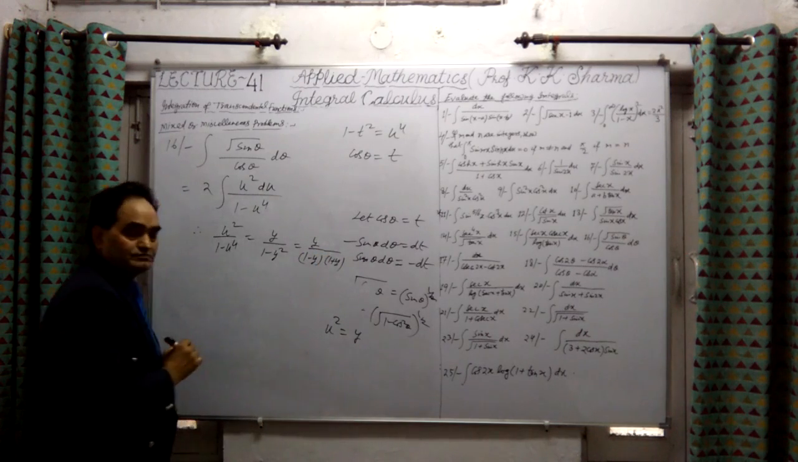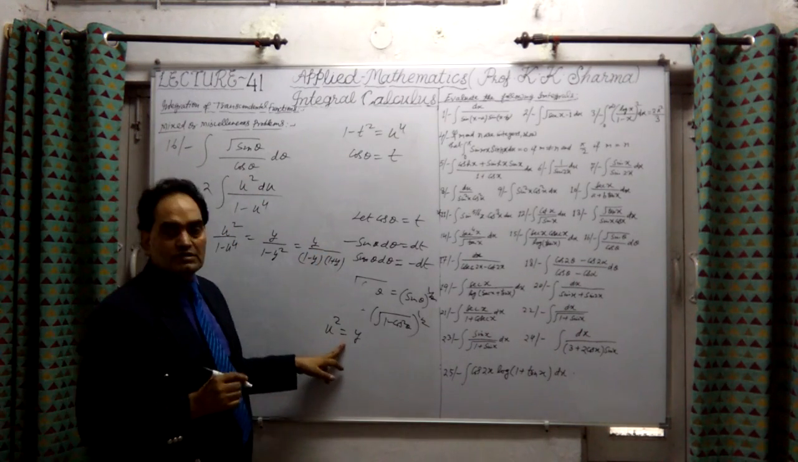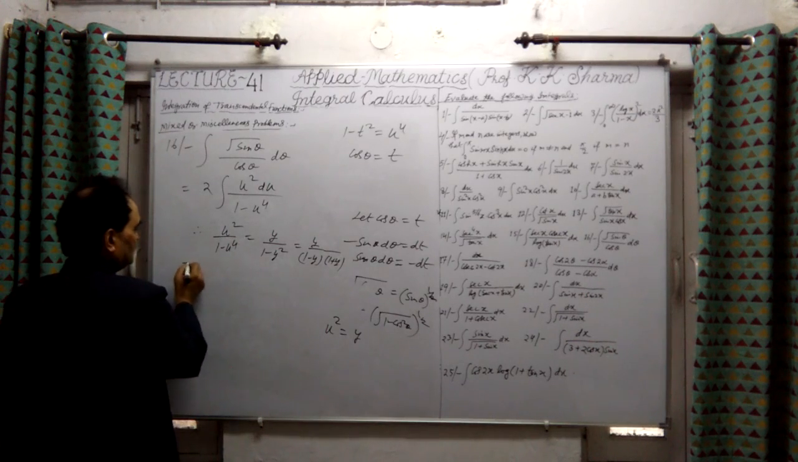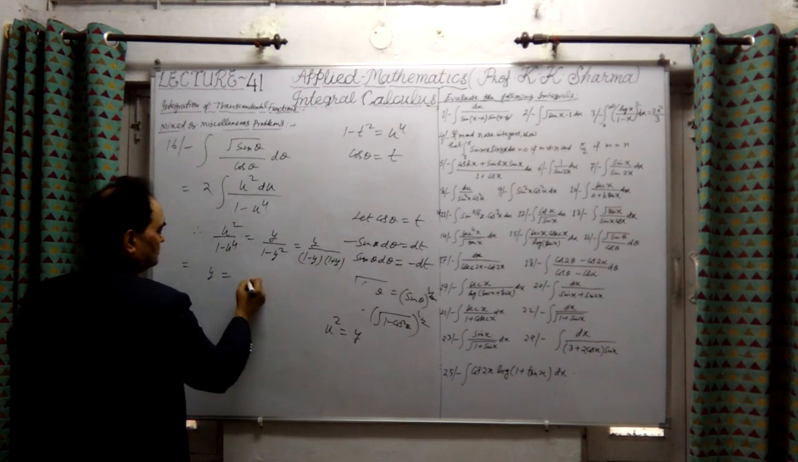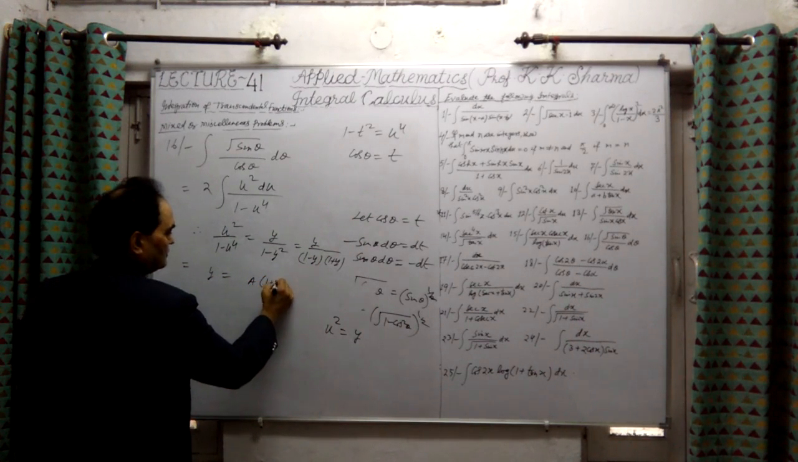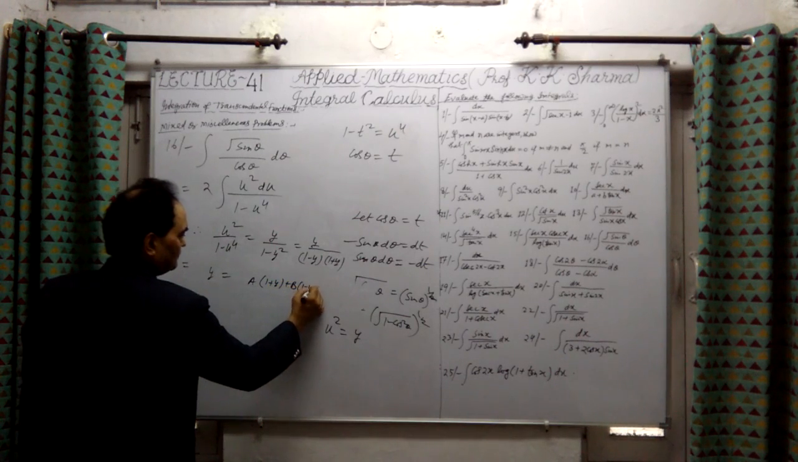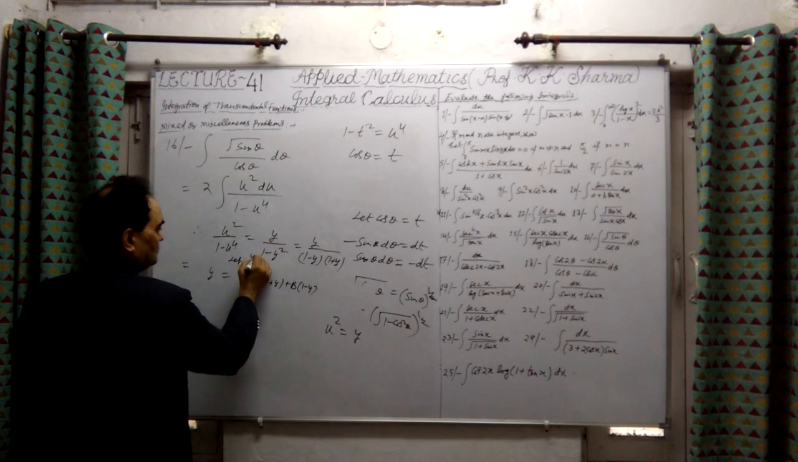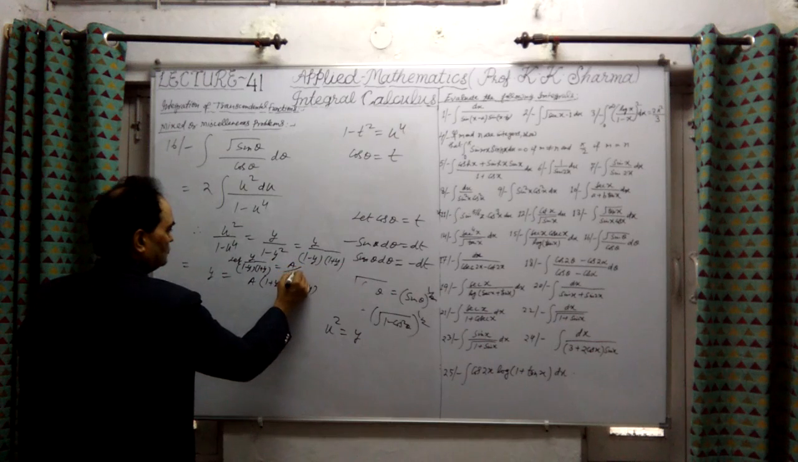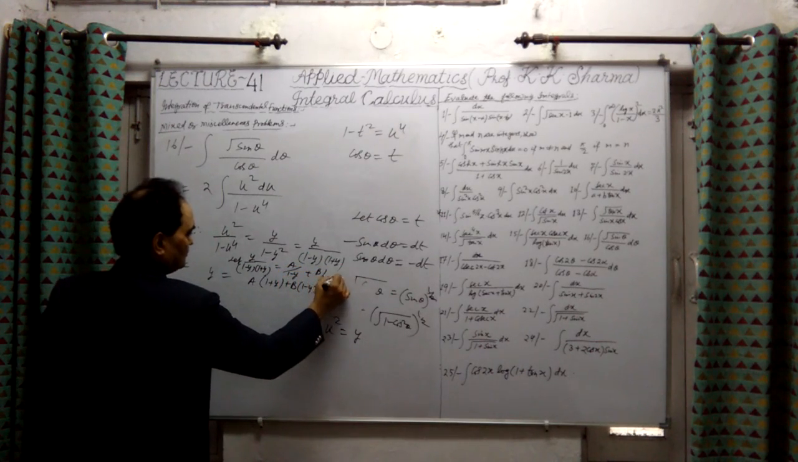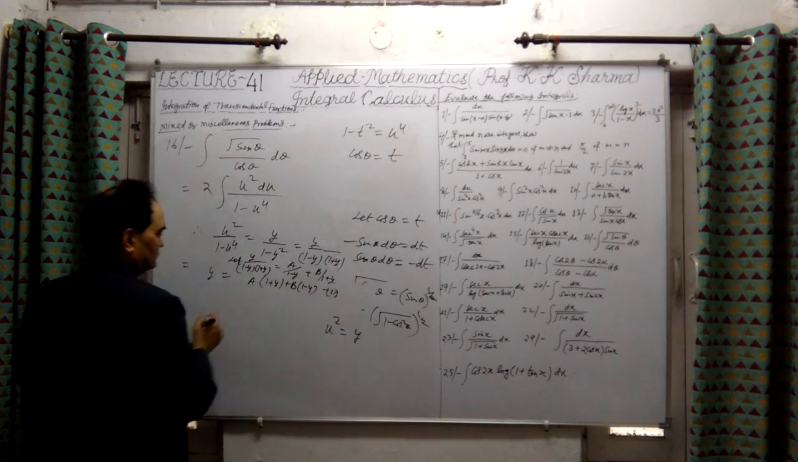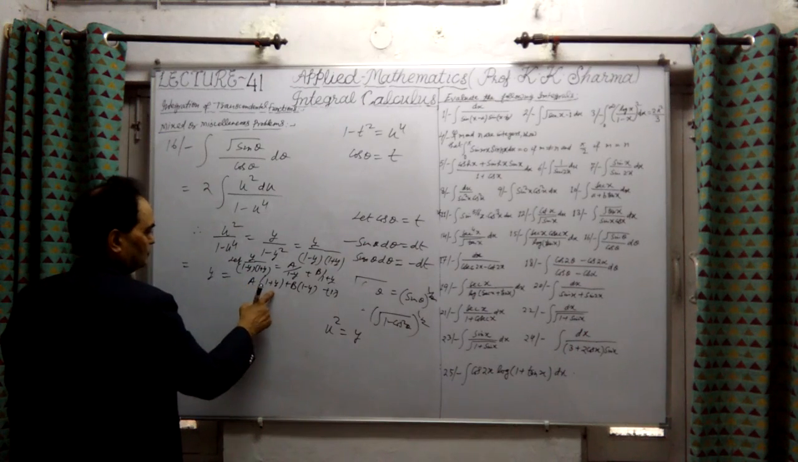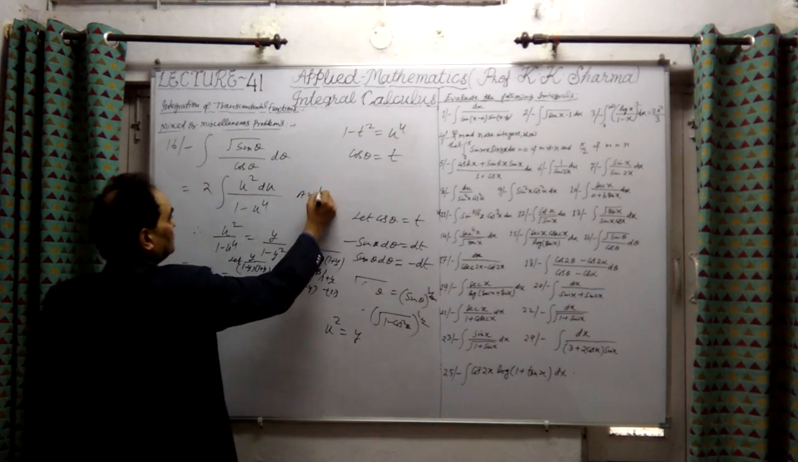Convert this into partial fractions. When the powers are same, then we can do like this. So y equals a into (1 plus y) plus b into (1 minus y). Let y upon (1 minus y) into (1 plus y) equal a upon 1 minus y plus b upon 1 plus y. A is equal to what? I substitute y equal to 1, a is equal to 1 upon 2 here.